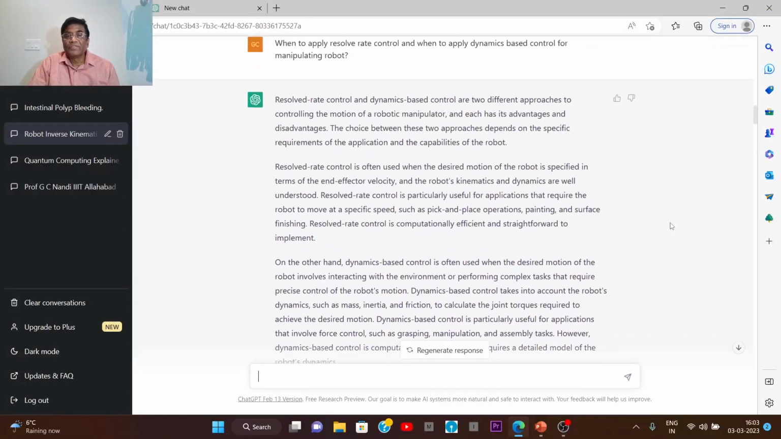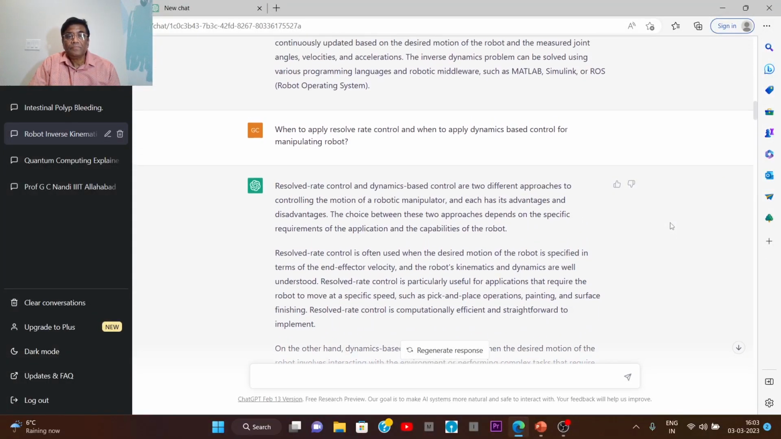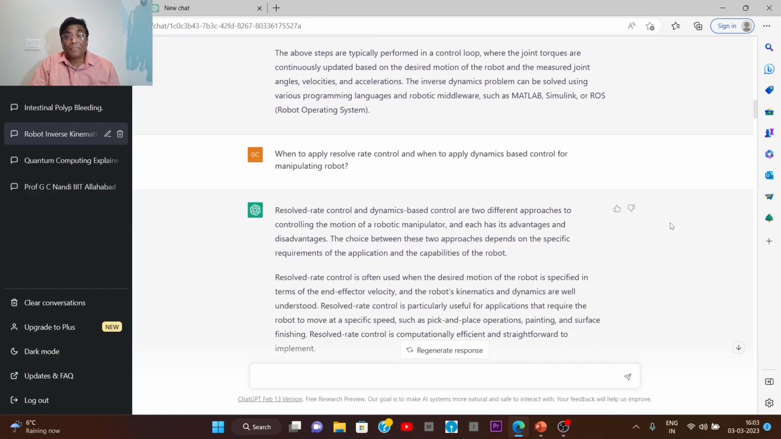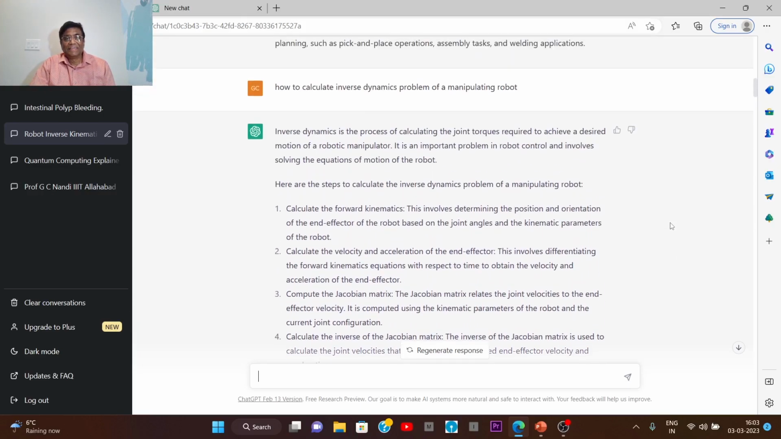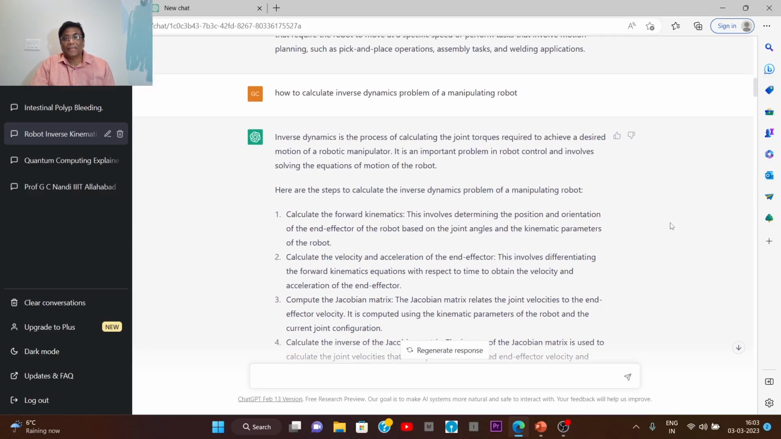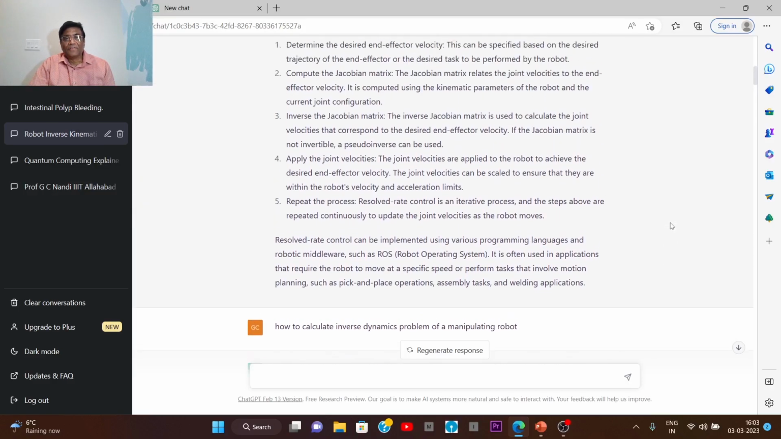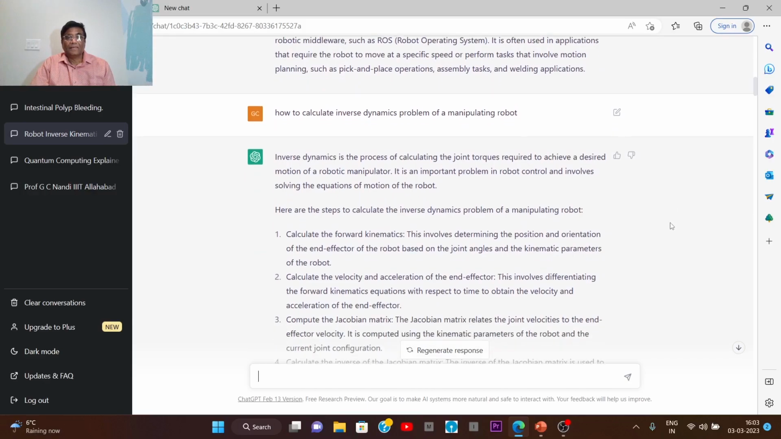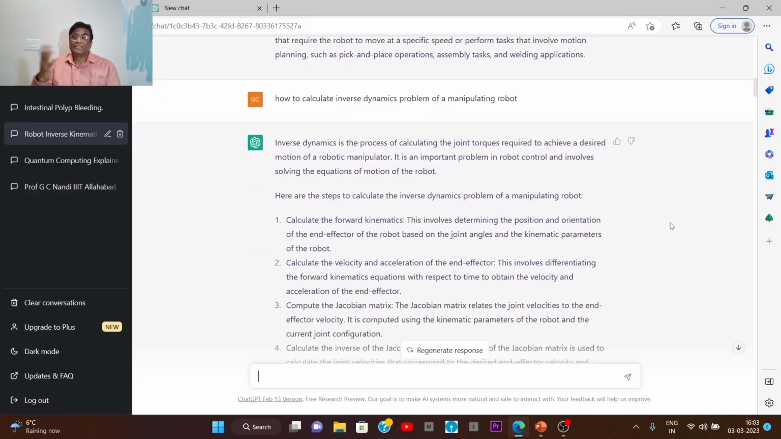Now, more interesting thing I will tell you. When to apply resolved rate control and when to apply dynamics-based control for a manipulator. This is another tricky question I gave, but before that, I need to tell you that while mostly we do resolved rate control, there are cases when the robot needs to interact, instead of picking and placing in free space.